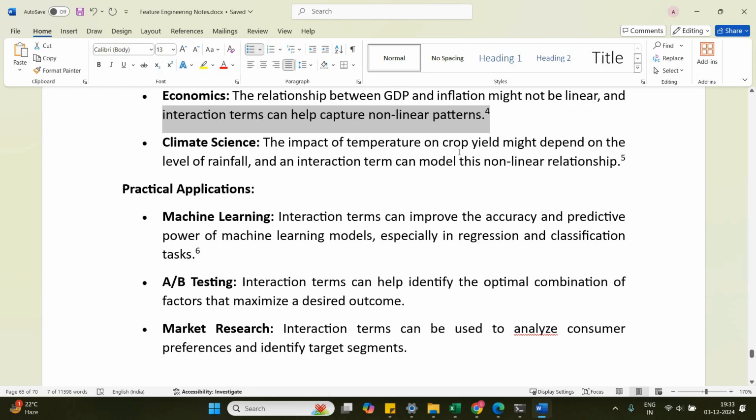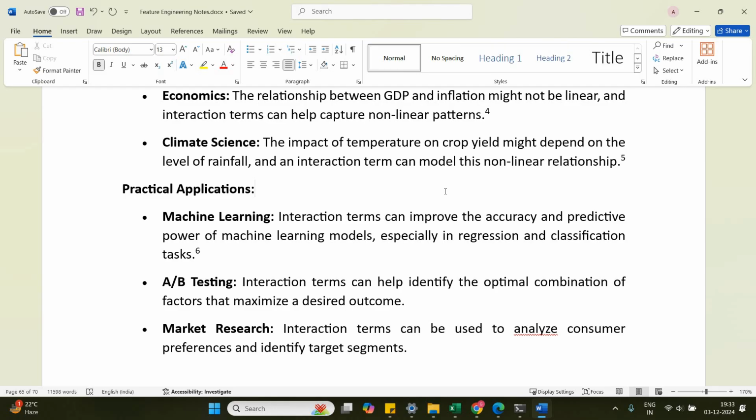The impact of temperature on crop yield might depend on the level of rainfall, and an interaction term can model this nonlinear relationship, right? Rainfall is obviously an important factor. This is one of the features for your crop, right? Suppose the rainfall is good, then obviously you will expect that your crop yield will be good.